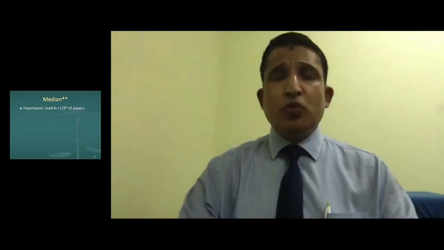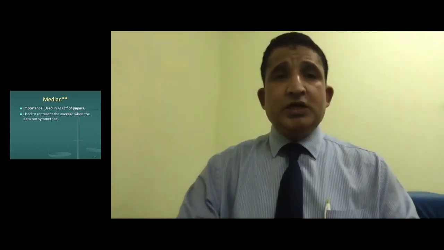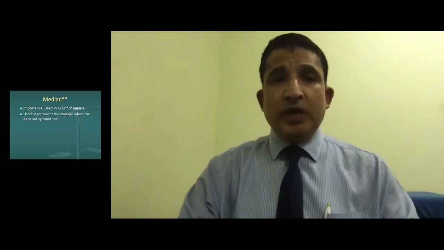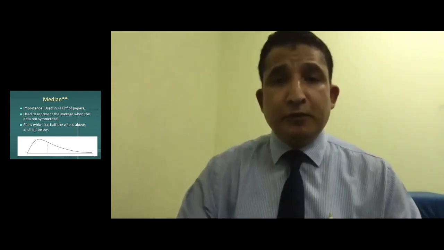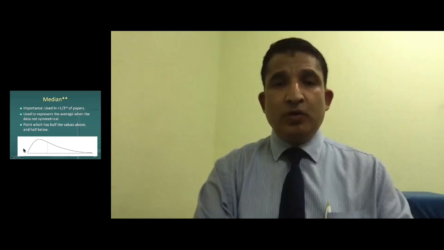Next important thing is median. Median is also fairly commonly used, like it is used in more than 1/3 of the mainstream papers. It is used to represent the average when the data is not symmetrical. It is one of the measures of central tendency, but if the data is not symmetrical, one is advised to use median. It is basically defined as a point in which half of the values are above and half of the values are below. For example, this is the distribution of the data.